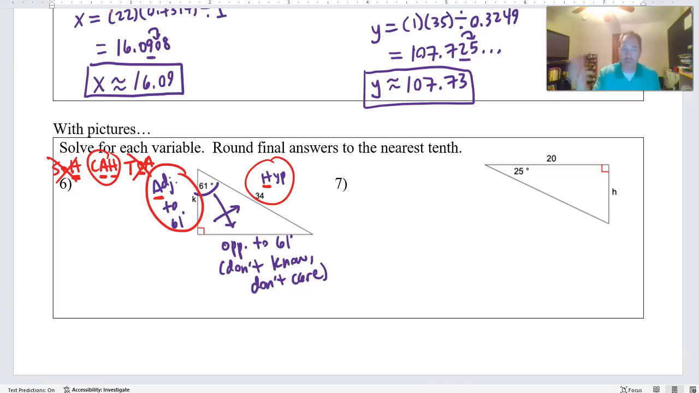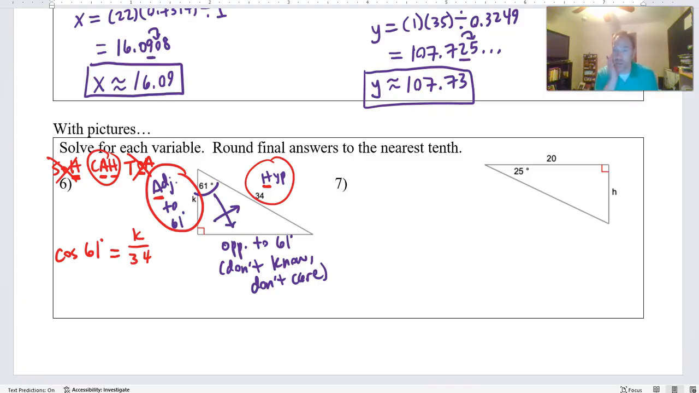So we're going to make this look like the previous problems. I'm going to write down the equation, the cosine of that 61 degree angle. The definition is adjacent over hypotenuse. So the adjacent leg is K over the hypotenuse of 34. So if you can get to that point, you've made the problem look like the previous two problems. So now we just have to solve this here.